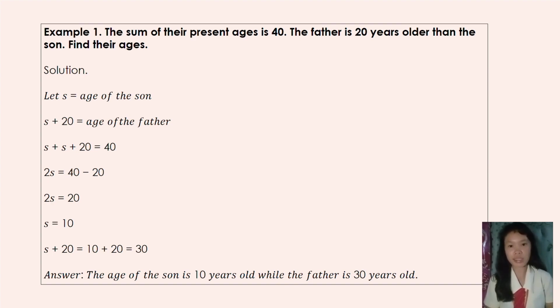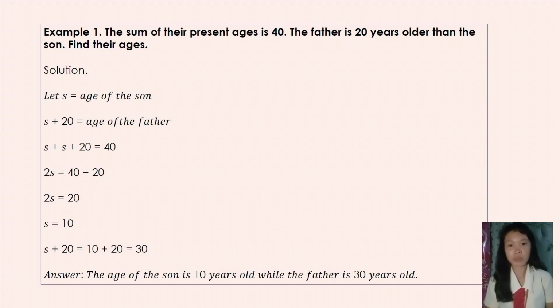And we will combine similar terms. 2S is equals to 40 minus 20 will give us 2S is equals to 20. And in order to eliminate number 2, we will divide both sides by 2. 2S over 2 equals 20 over 2 will give us S is equals to 10. Therefore, the present age of the child is 10 years old.